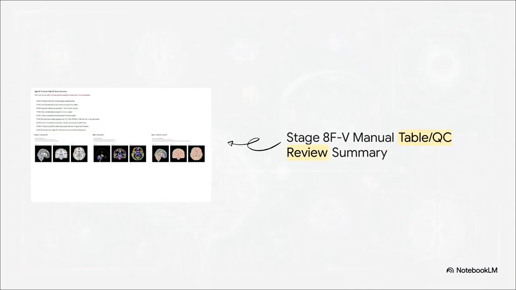Finally, we reach the end of our factory tour and prepare to hand off the final product to the outside world. Stage 8FV gives us this manual table review summary. It's really the ultimate checklist.